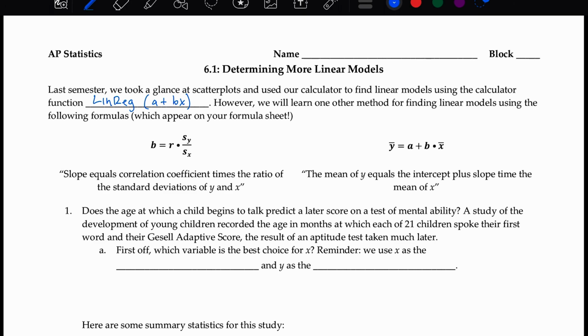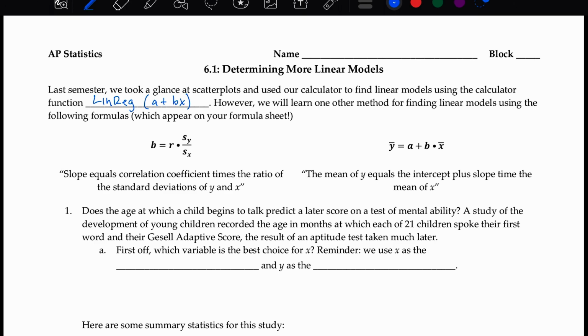We have that b, note that that's the same thing as slope, is equal to r times s sub y over s sub x. In words, we would say that the slope is equal to the correlation coefficient times the ratio of our standard deviations for the y and x values in our lists.